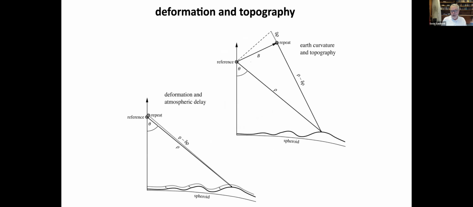Actually, I'm going to skip this, but we're going to be looking at repeat passes of radar imaging, and you can do two things with that. You could look for deformation on the surface of the Earth. That's what we'll be talking about, or you can measure the topography of the Earth. I think Eric Lindsay will talk all about this later.